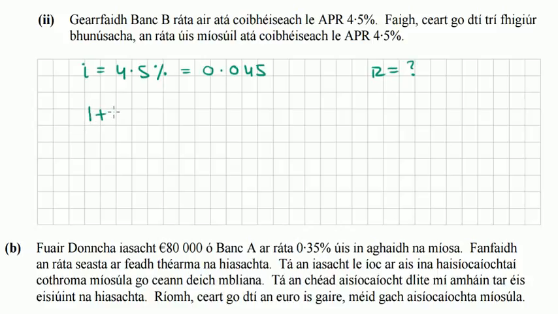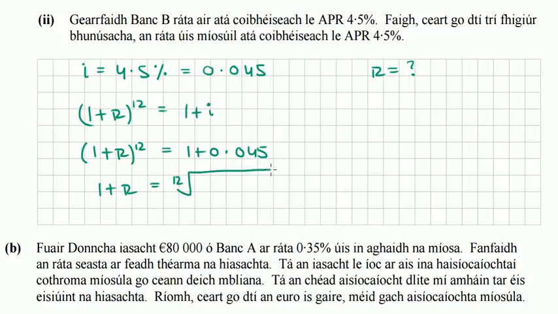So using the same kind of formula as we used before, 1 plus or to the power of 12 is equal to 1 plus I. We fill in what we have for I to solve for or. So 1 plus or to the power of 12 is equal to 1 plus 0.045. So 1 plus or is going to be equal to the 12th root of 1.045. Or, just to note, we could write this as 1.045 to the power of 1 over 12 as well.